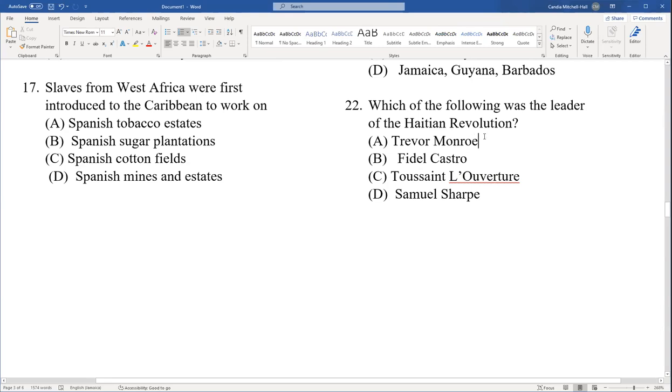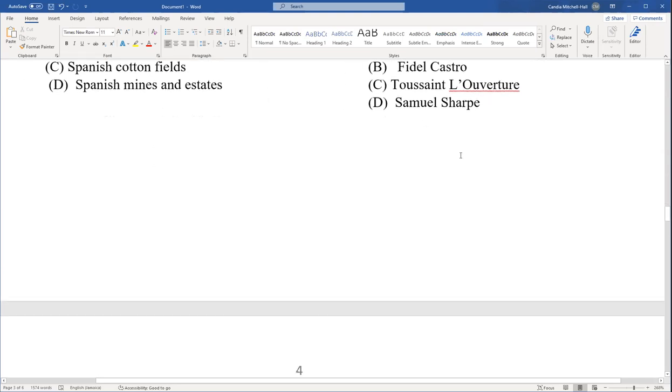Sir, isn't that a Jamaican man? Jamaican man is always on the media, always in the media talking about, what do you call it again? Sir, the corruption perception. About corruption, very good. Why did they put Trevor Monroe here though? They might as well put Paul Bogle for this one. But students can easily eliminate A from this. But anyway, so Sam Sharp, is it?